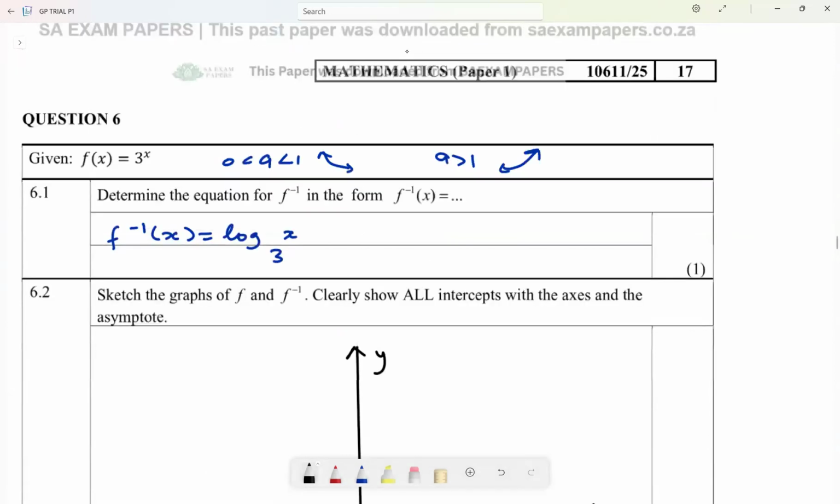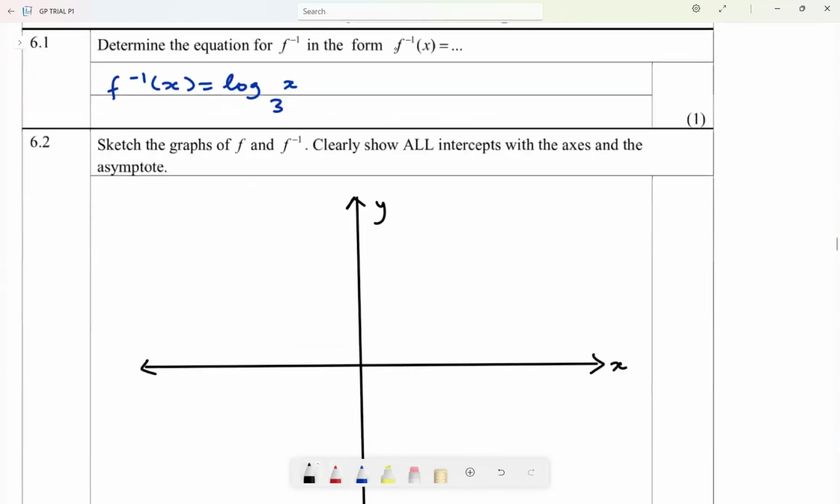So I know the graph of f is an increasing function, so it's going to increase in this manner. Okay, this is the graph of f. And remember the coordinate here, it is always 1. Or you can say it is 0 and 1, the coordinate here.